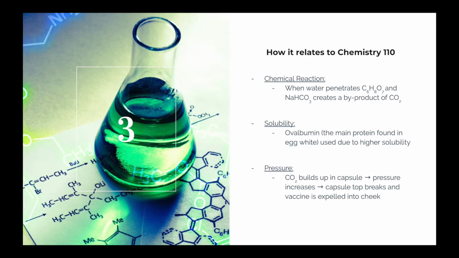Also, by putting the capsule in your cheek, the vaccine can be absorbed into your tissue and then into your bloodstream more quickly. Pressure is also used in the MucoJet vaccine. When the CO2 pressure from the chemical reaction builds up, the pressure increases, causing the capsule top to break off, allowing the vaccine to be consumed by your cheek tissue.